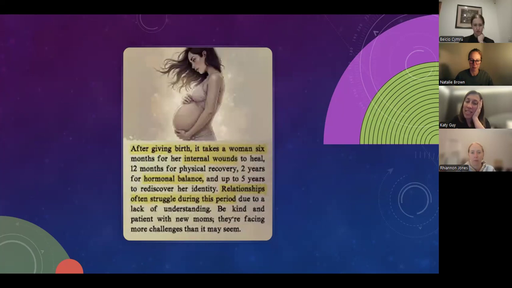So, it takes several months for wounds to heal, particularly if you've had a cesarean section or a particularly traumatic birth. That is major abdominal surgery, so it does take some time to heal. Then 2 years for your hormones to rebalance, and then it can take up to 5 years to rediscover your identity, which I like this quote better than the medical quote. So bear this one in mind, rather than the fact that at 8 weeks we're all supposed to be done and dusted and back to our non-pregnant ways.